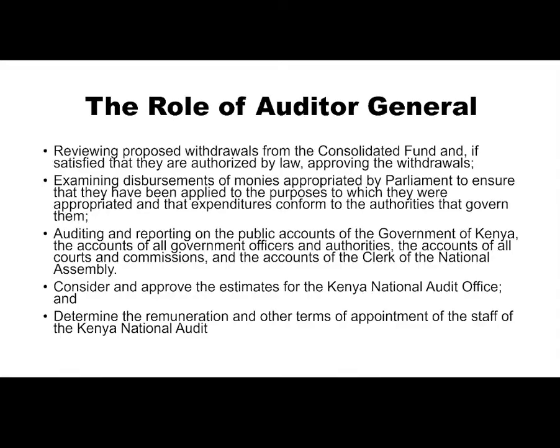Another role is auditing and reporting on the public accounts of the government of Kenya, the accounts of all government officers and authorities, the accounts of all the courts and commissions, and the accounts of the clerk of the National Assembly. Also considering and approving the estimates of the Kenya National Audit Office, as well as determining the remuneration and other terms of appointment of the staff of the Kenya National Audit Office. So those are some of the roles of the auditor. You can take a screenshot as we continue.